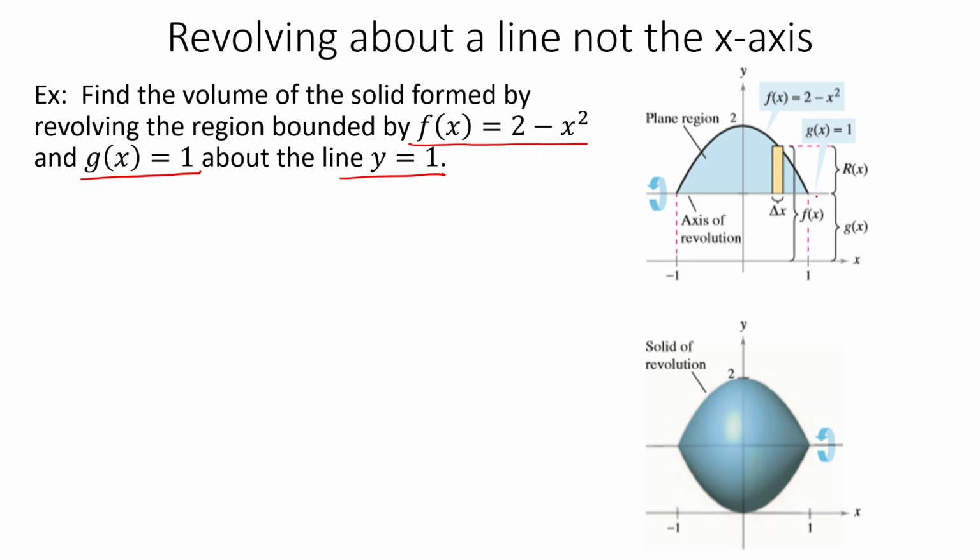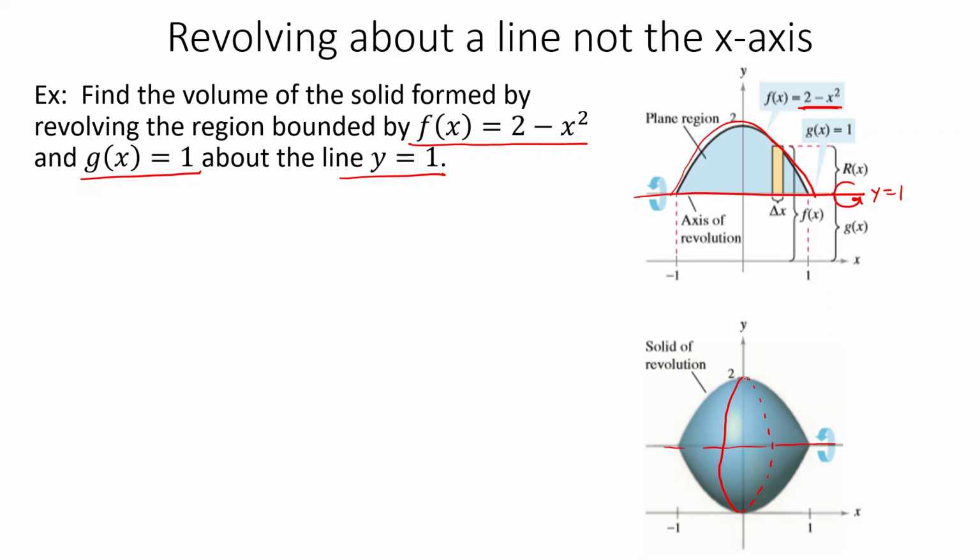So if we're revolving it around this line, so here's the graph. So here's our f of x. This is our parabola opening down, 2 minus x squared. And then here's the line g equals 1, or I guess g of x equals 1 or y equals 1. And that's what we're going to revolve around. So we're spinning around that line. So we're taking this area here and spinning it around until it makes this sort of shape. This kind of rounded shape.